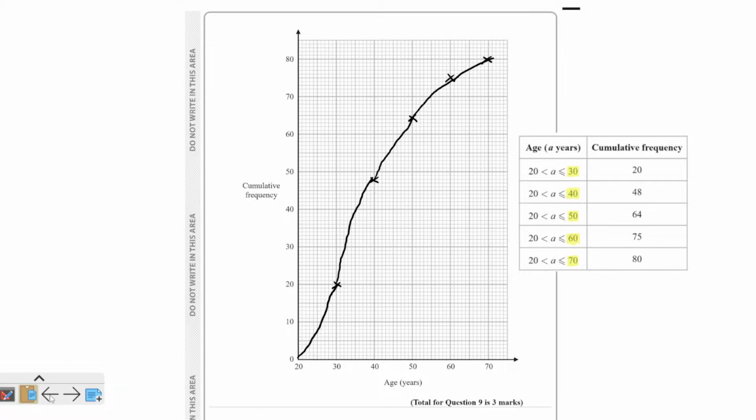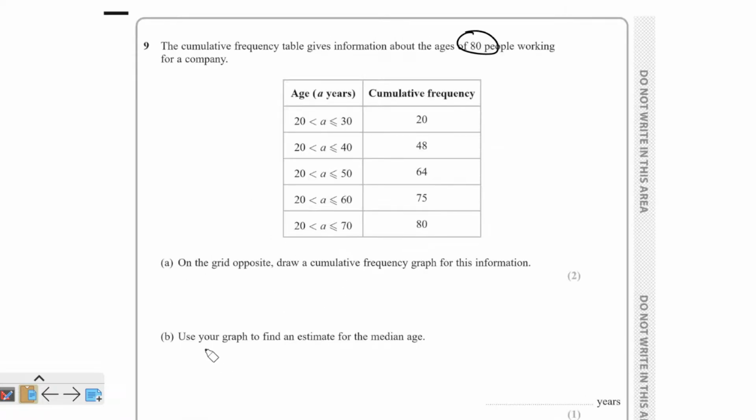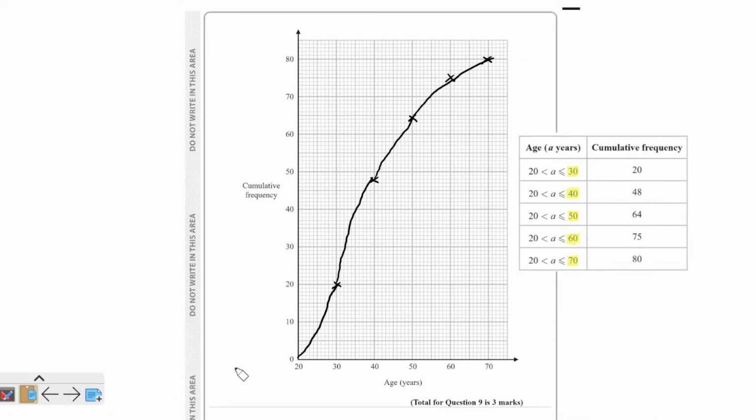So that was part A. If we come back, there was also a part B. So part B, now we need to use our graph to find an estimate for the median. Okay, this is only 1 mark. This is really nice. So median means the middle, doesn't it? 50%. So we know that our total is 80, isn't it?